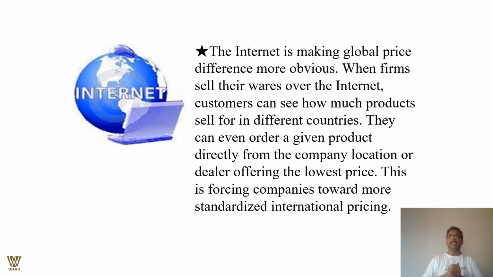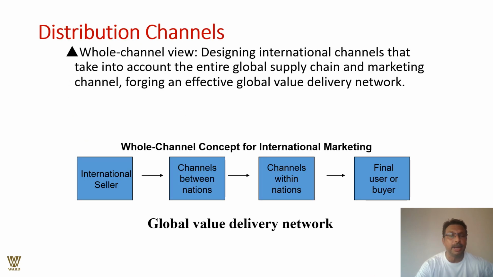The internet is making the global price difference absolutely obvious because everybody is able to access the prices. When firms sell their wares over the internet, customers can see how much a product is selling for in different countries. They can even order a given product directly from the company location or dealer offering the lowest price. This is forcing companies towards a standardized international marketing price.